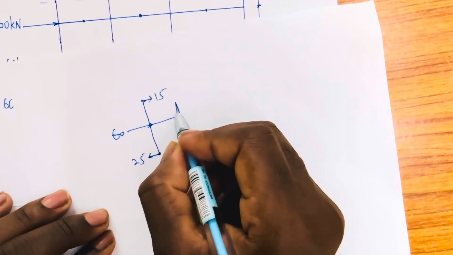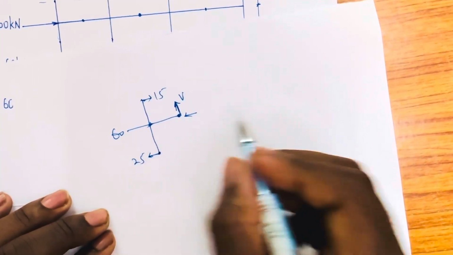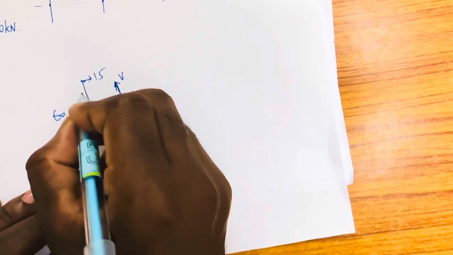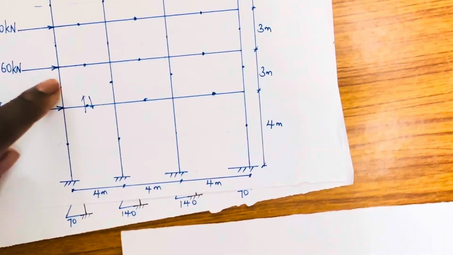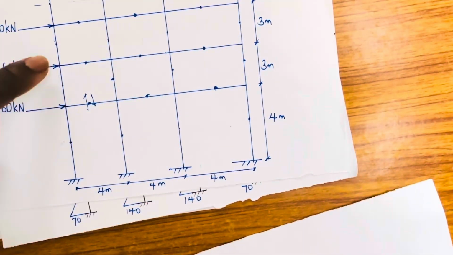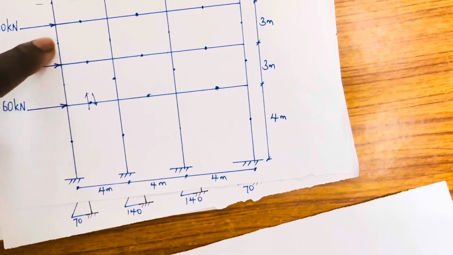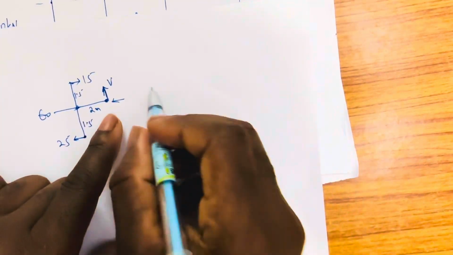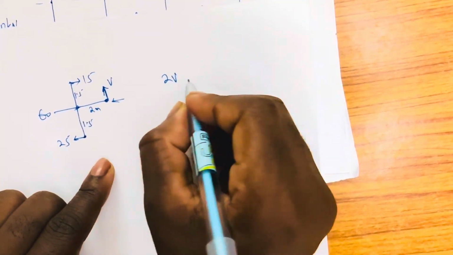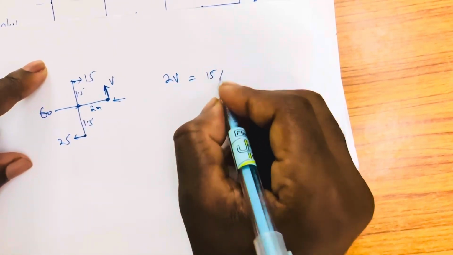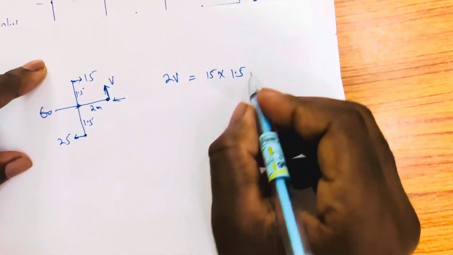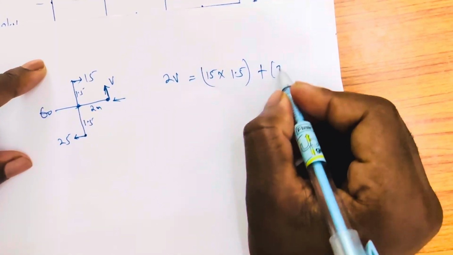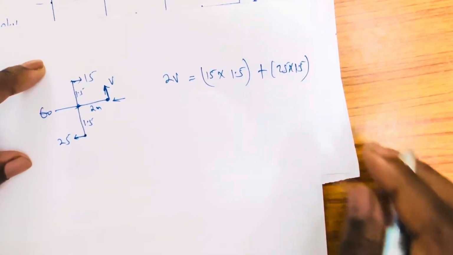Then this one here is vertical, which is what I want. The horizontal, no need to get, because even if you get it, you'll get the same. Now the vertical one here is still 2 meters, the way I had shown you. Then here is 1.5, because we are now at this point where we have 3, and half of 3 is 1.5. So we are going to take 2 times V, which is 2V, equals 15 times 1.5, plus 25 times 1.5.